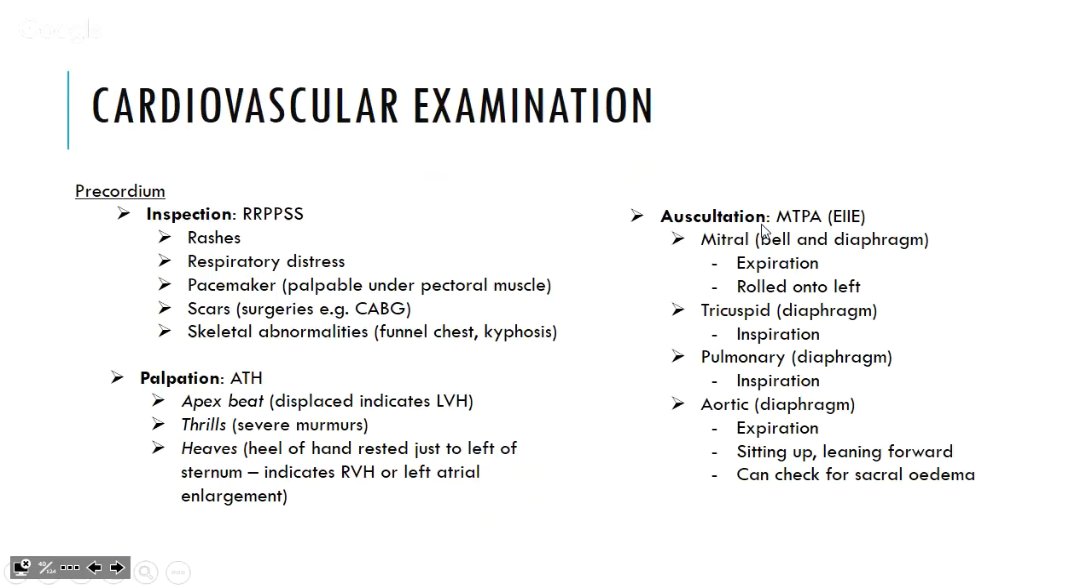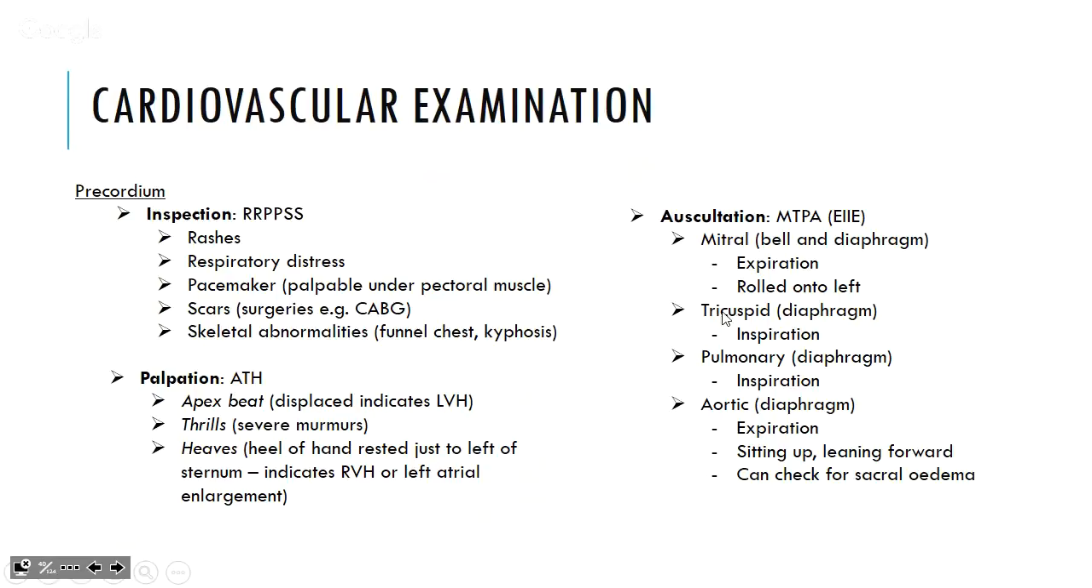For auscultation, this is the order I like to do it in. So MTPA, and then expiration, inspiration, inspiration, expiration. So mitral, start with the bell first, and then listen there. Get them to expire and listen again. And if you want to make it louder, get them to roll onto their left. And then use the diaphragm for the mitral valve again.